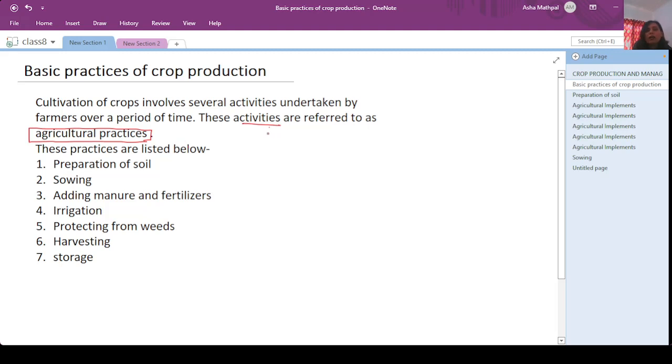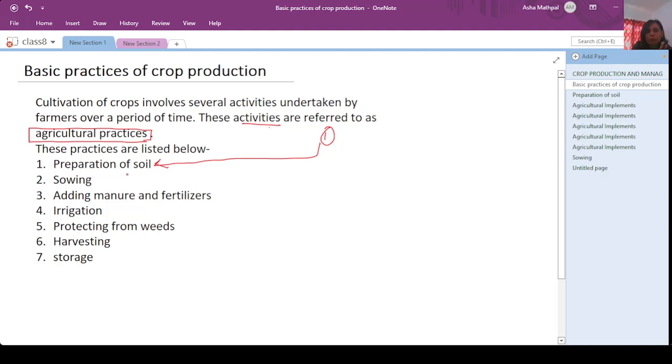Okay, so what are agricultural practices? These are basically the activities or the steps which are taken up by the farmer during the whole process of the crop production. Okay, so see, the farmer wants to grow a crop. So where the farmer will grow the crop? The first step will be obviously preparing the land, that is the soil. So the first step is preparation of soil. So when the soil is ready to accept the seeds, then the second step will become sowing.